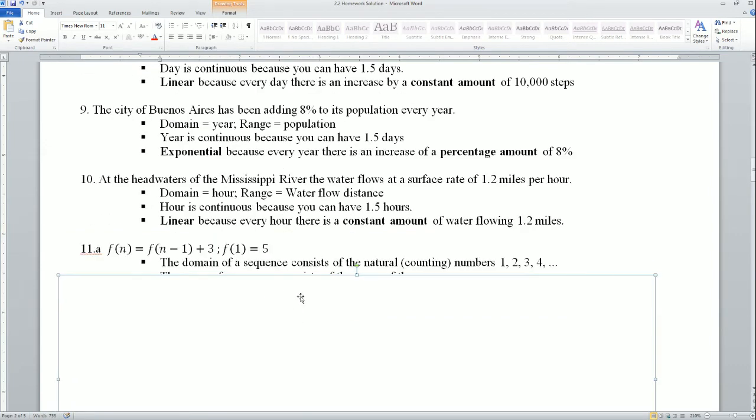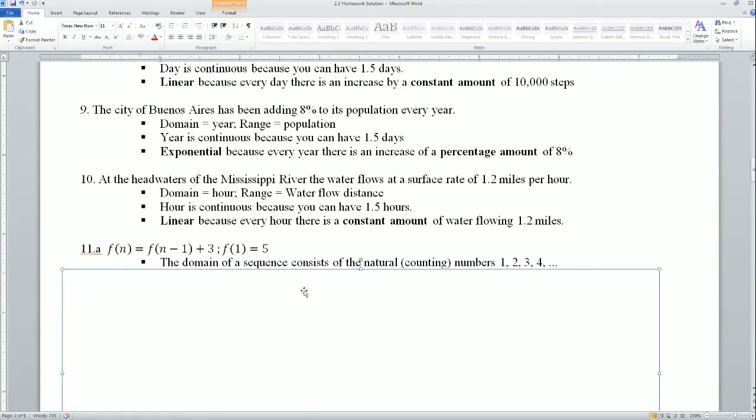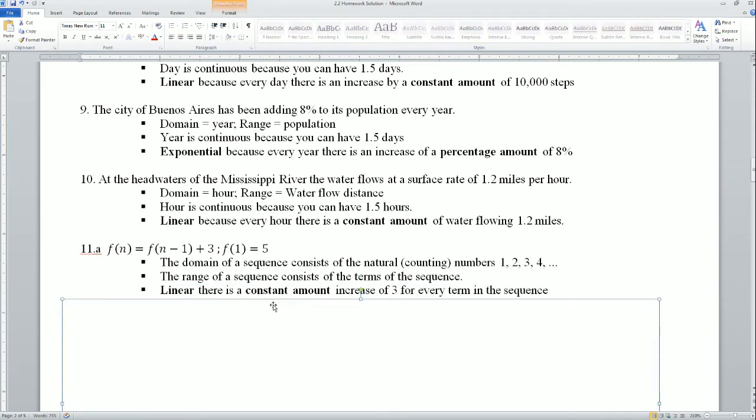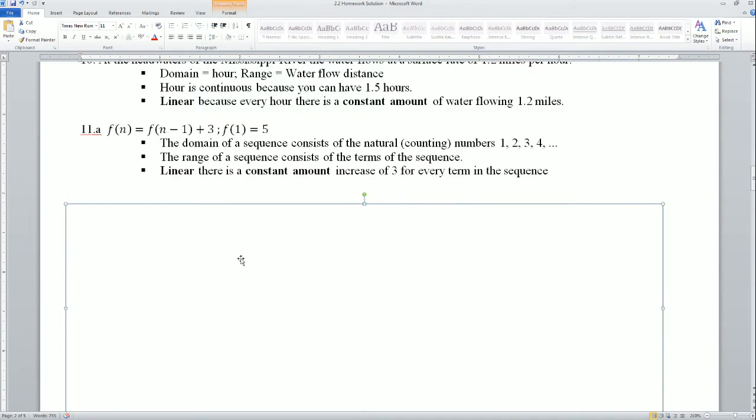Alright. Next, you have this equation. The domain of the sequence consists of all natural numbers, or 1, 2, 3, and 4. The range of the sequence consists of all the terms in the sequence. It's linear because there is a constant amount increasing of 3 for each term in the sequence. Notice that this is the recursive form for the arithmetic sequence, which is linear.